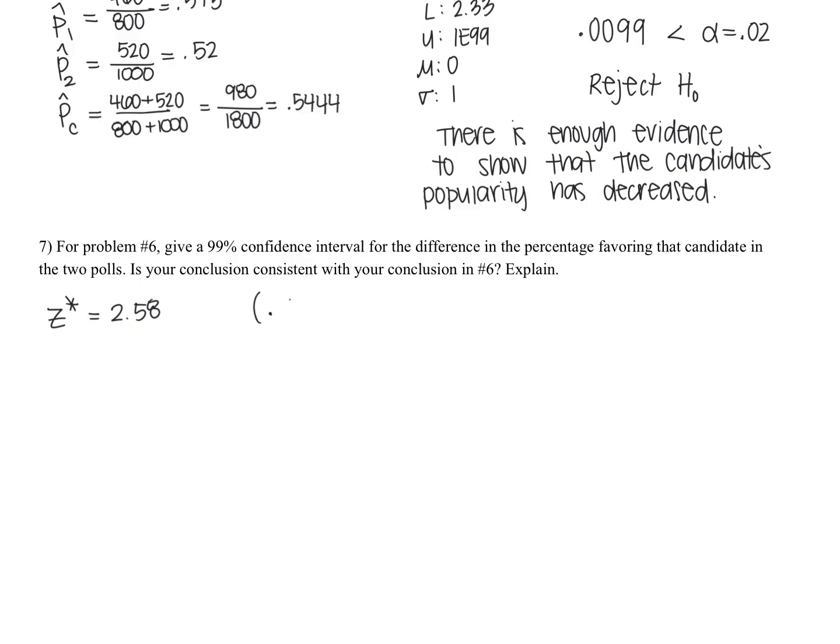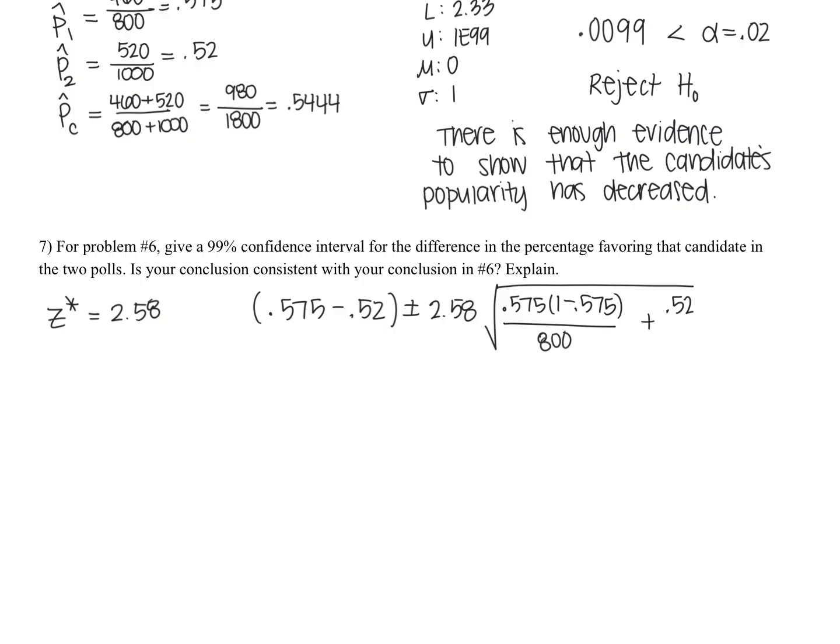So we're going to do 0.575 minus 0.52 plus or minus 2.58 times the square root. Now, for a confidence interval, we use our P1 hat and our P2 hat. So 0.575 times 1 minus 0.575 over 800, and then plus 0.52 times 1 minus 0.52 all over 1,000.